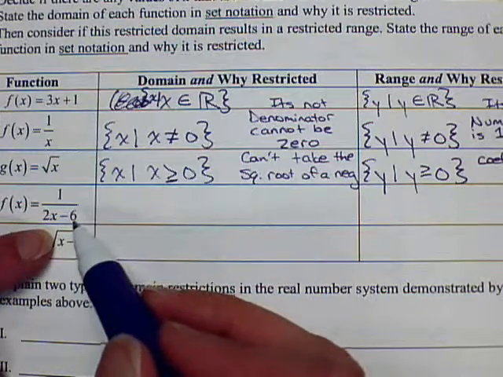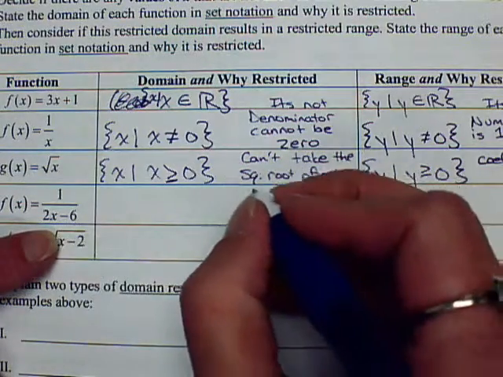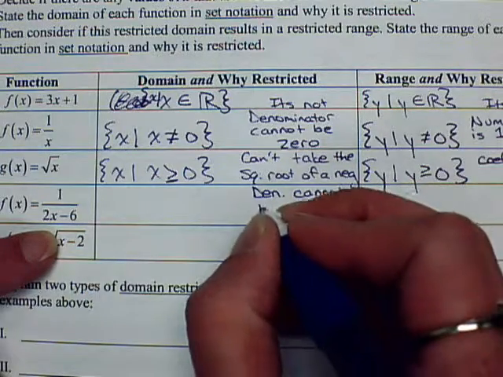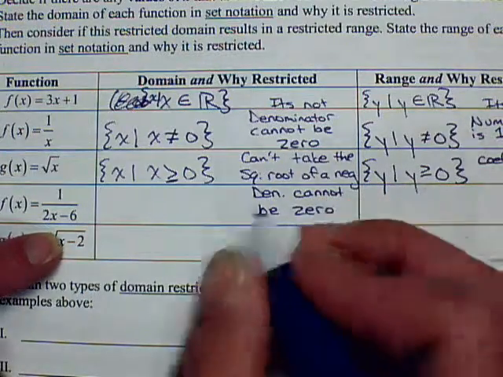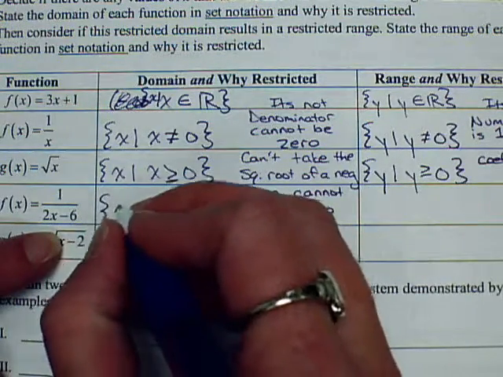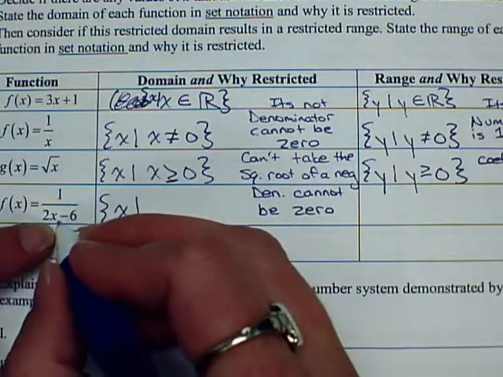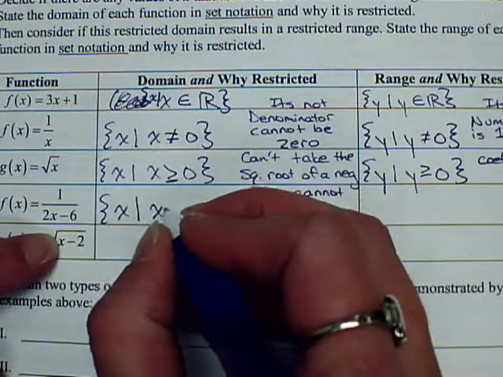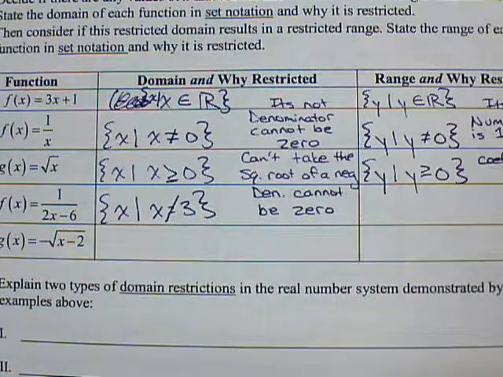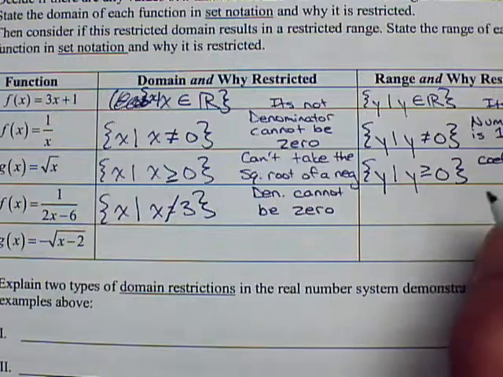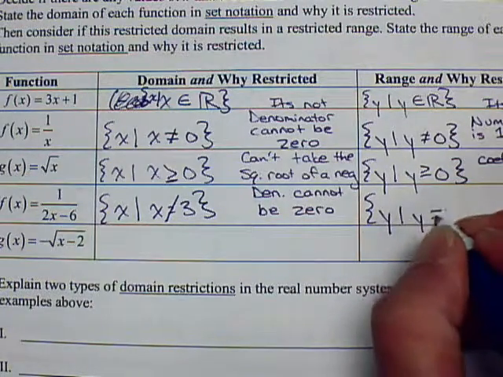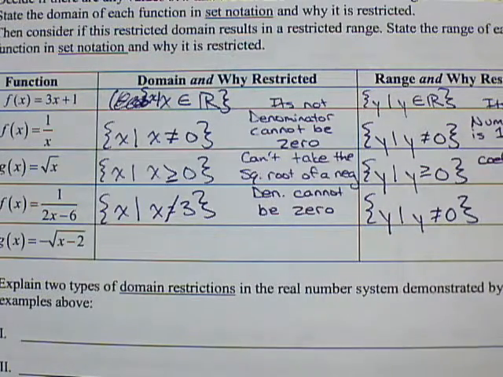The next one, 1 over 2x minus 6. Again, we have a fraction. The denominator cannot be 0. So what would make 2x minus 6 equal 0? Well, the value that you could plug in that would make that be 0 is 3. So we do not want x to be 3. Again, since 1 is in the numerator, y will never equal 0.